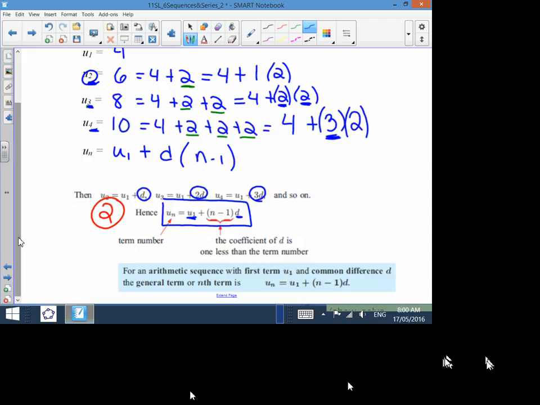All right? So just being familiar with notation: your u sub n is any general term in your sequence. U sub 1 is your first term. N is the position that you are on at the moment in your sequence, and d is your difference. So 2 formulas today that we need to be familiar with.